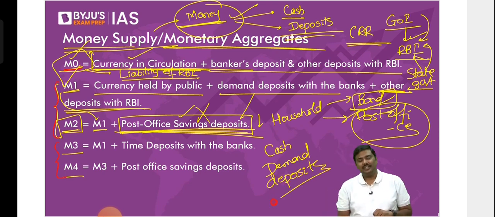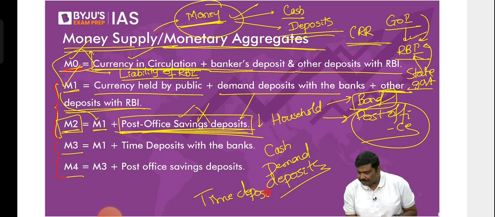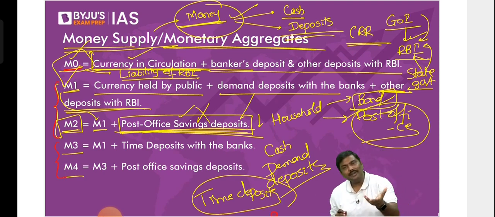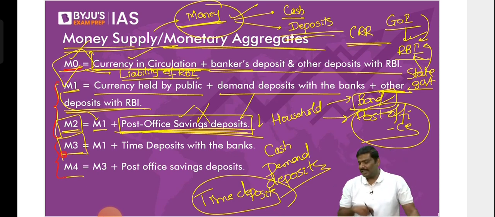What else is left out? Time deposit is left out. Is it okay? What kind of money circulation happens in the economy, but not counted? Time deposit. RBI says in M3 count that also.